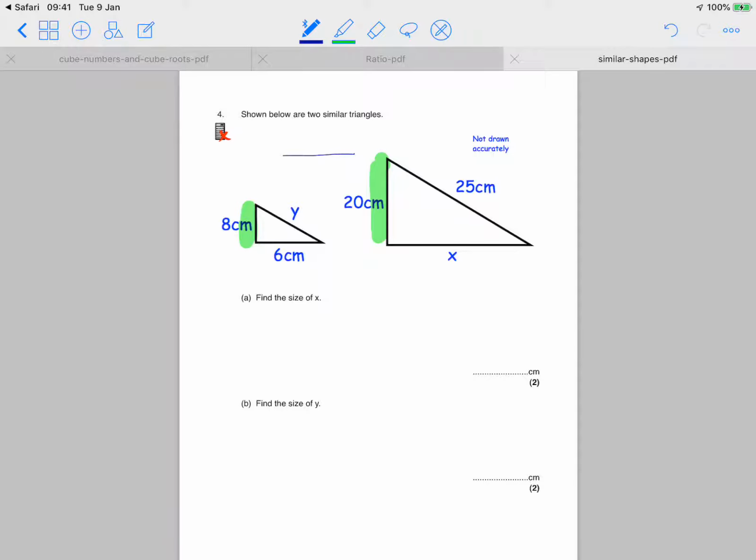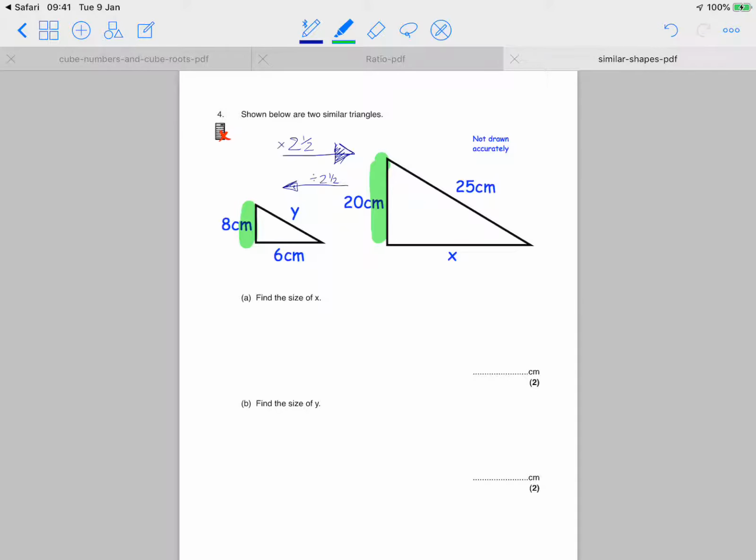Well, this isn't a whole number this time because 20 is not in the 8 times table. So I just need to have a think. I just need to try some numbers. I think it's going to be 2.5. So I'll try 8 multiplied by 2.5. Yeah, that's going to work. That's going to give me 20. So every time this has to be multiplied by 2.5 to get to the bigger triangle. And likewise, if I want to get to the smaller triangle, I'm going to be dividing by 2.5.